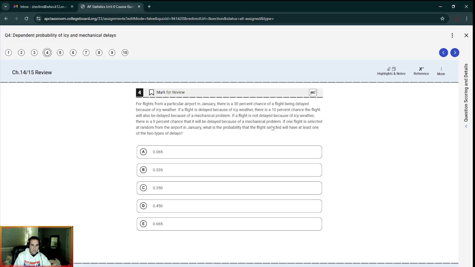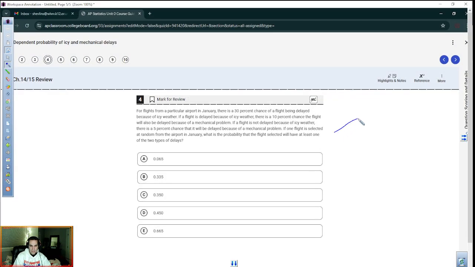So I'm going to do icy weather first level of the tree, and then the second level of the tree, I'm going to do a mechanical delay, or not. And then you might have no icy weather, but you still might have a mechanical delay. Oops, why did I put a D? A B. Okay, I mean a D, B, whatever, I can't talk.